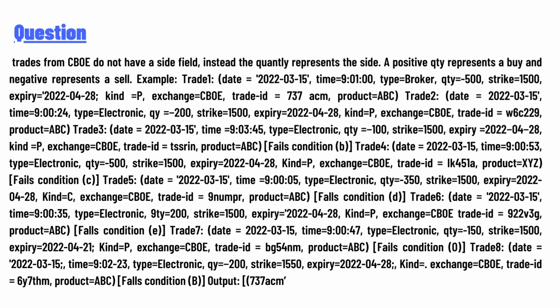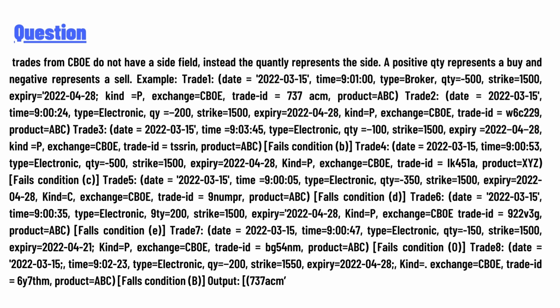Note: the incoming trades from CBOE do not have a side field. Instead, the quantity represents the side. A positive quantity represents a buy, and a negative quantity represents a sell.